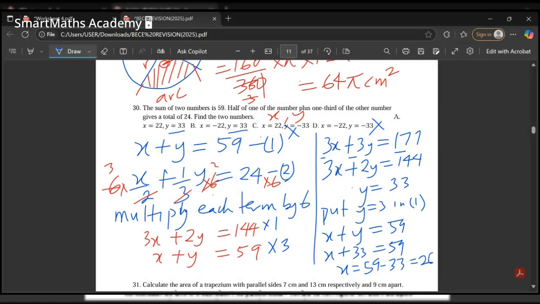Am I correct? 59 minus 33, that is 26. Oh, the answer is not even there. It cannot be negative. So the one that is closer is option A. It's not negative, but the answer is x is 26. y is 33. I hope that is very clear.